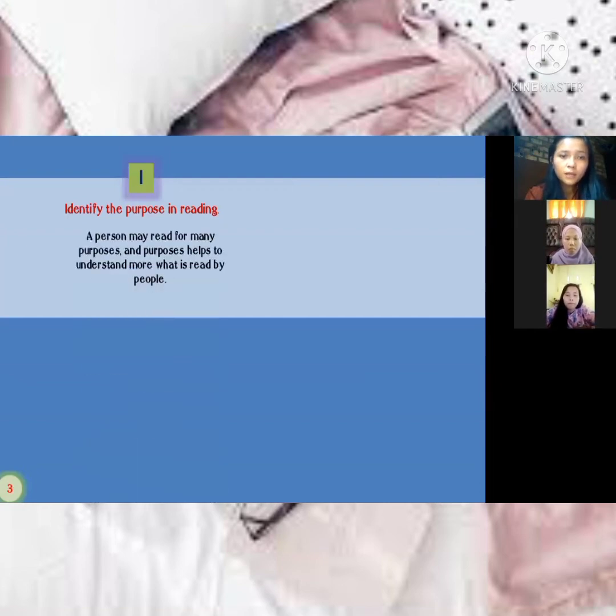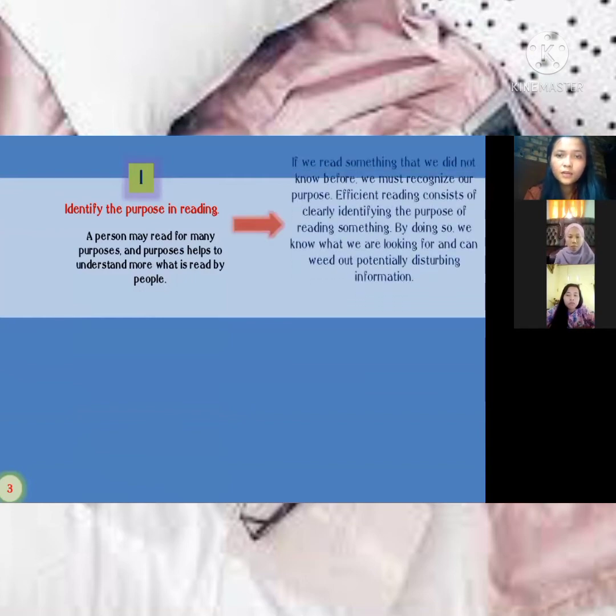A person may read for many purposes, and purposes help to understand more what is read. If we read something that we didn't know before, we must recognize our purpose. Efficient reading consists of clearly identifying the purpose of reading something. By doing so, we know what we are looking for and can weed out potentially disturbing information.